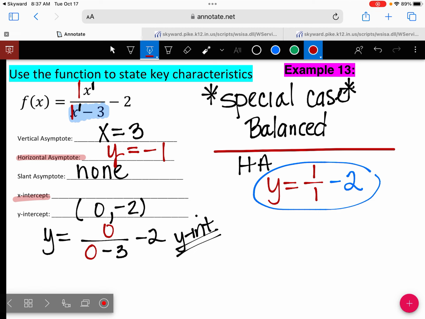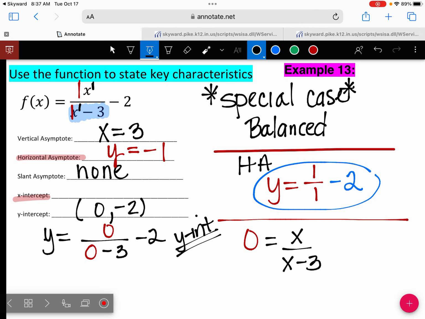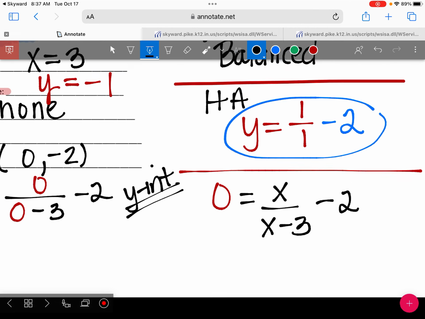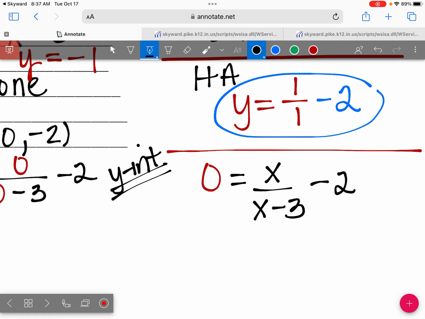All right, and then for your x-intercept, instead of looking at the numerator, as we normally would, we have to set this entire fraction equal to 0. So 0 equals x divided by x minus 3, minus 2. We need to solve this for x. This is how you find your roots.